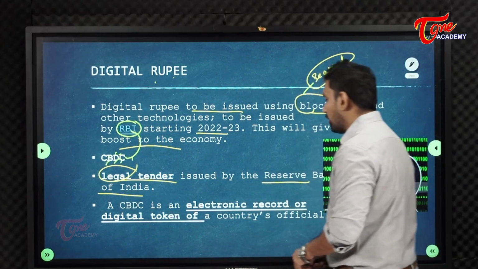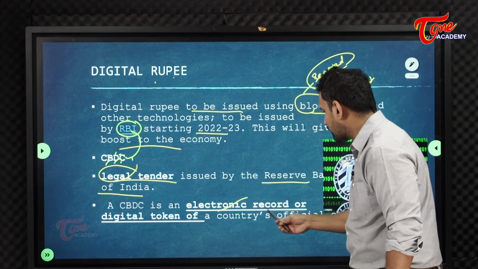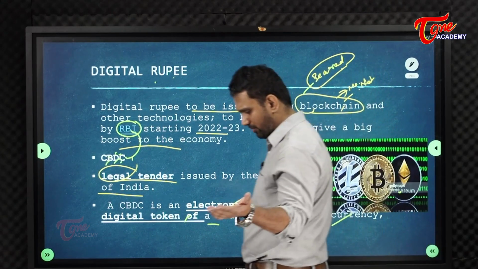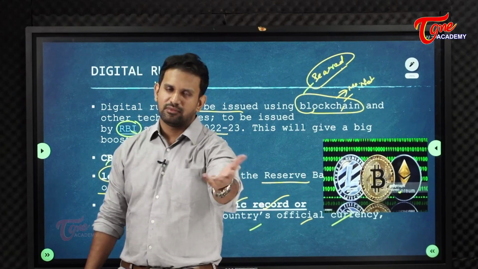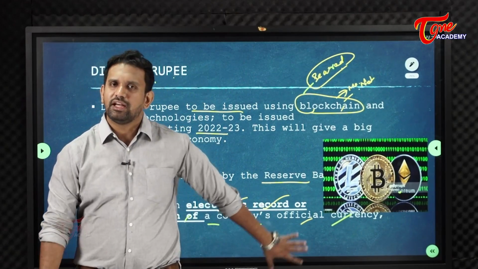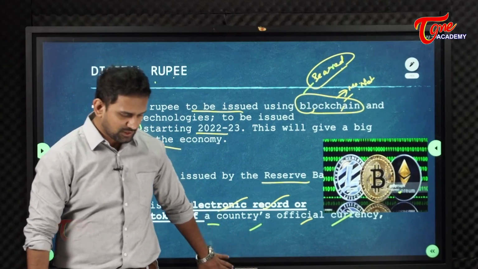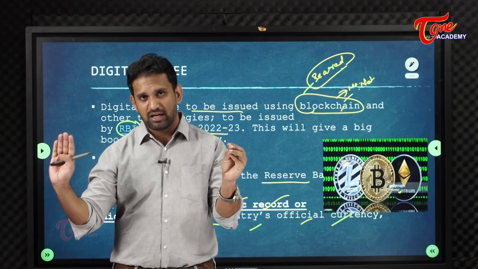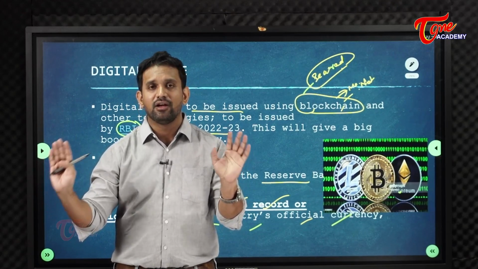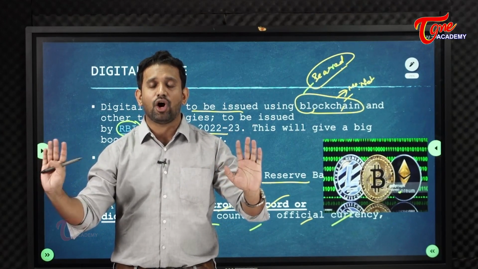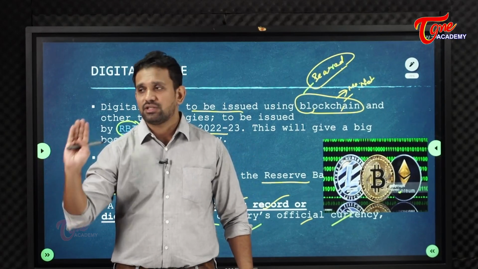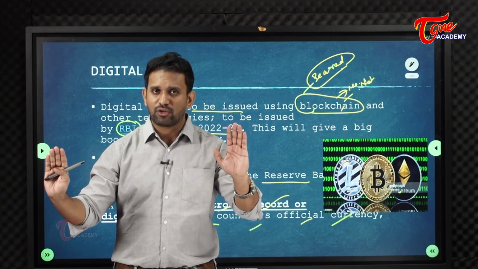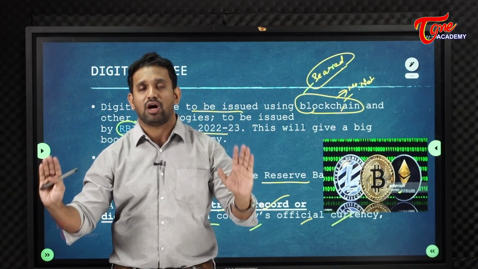Remember this point. Okay. A CBDC is an electronic record or digital token of a country's official currency. Digital token. Instead of 50 rupee, 200 rupee notes, it also serves the same purpose. Another important point here is the digital rupee and the notes we are having, 10 rupees, 50 rupees, 200 rupees, they all have the same value. A 100 rupee note after 100 years will be 100 rupee only. A 100 rupee digital currency will be 100 rupee only after 100 years also, after 10 years also.